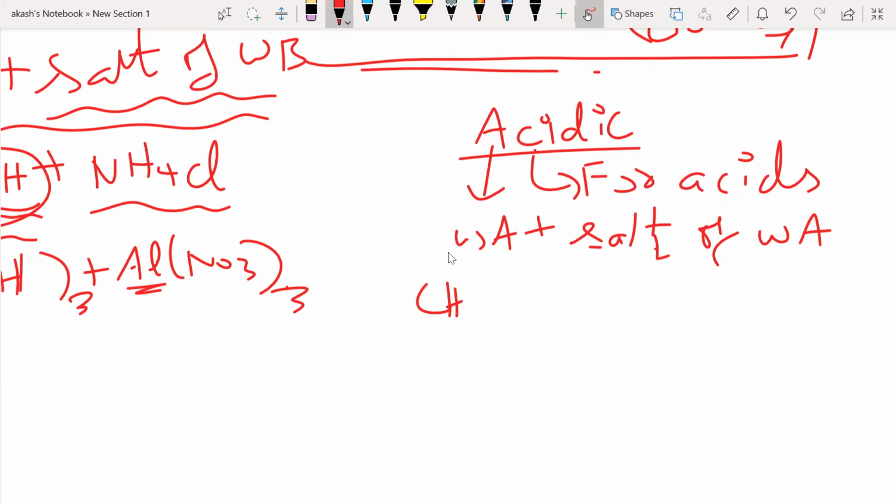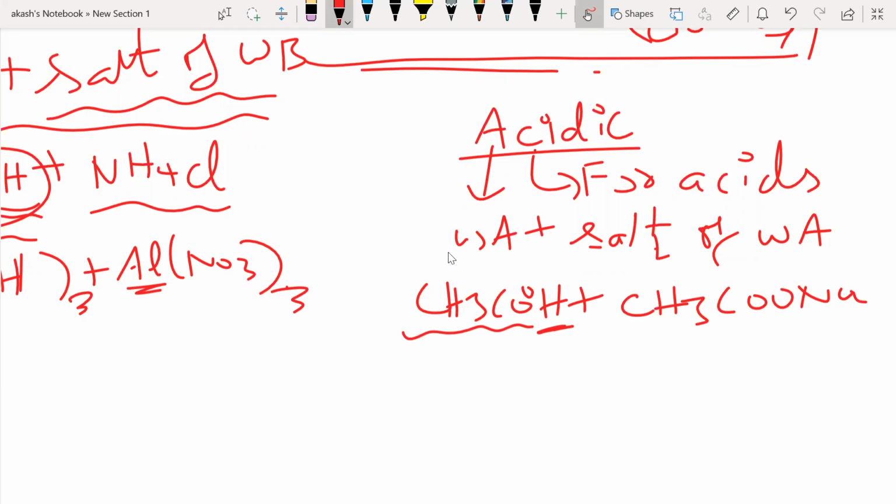So weak acid CH3COOH plus, again, you see now in this case for acids, anions are going to be common. You just remove the H plus, and then you put another cation, a metal ion. So very simple, CH3COONa. This mixture in some ratio is going to be an example for acidic buffer.